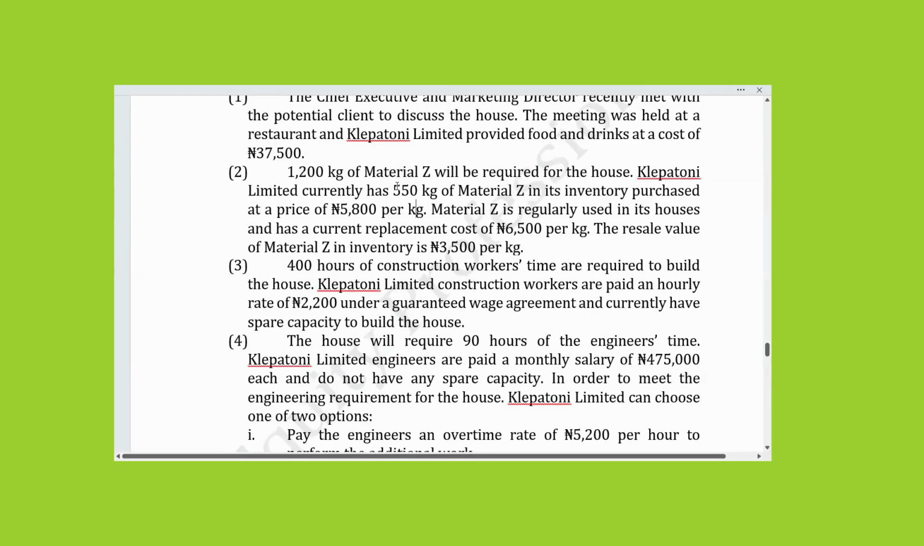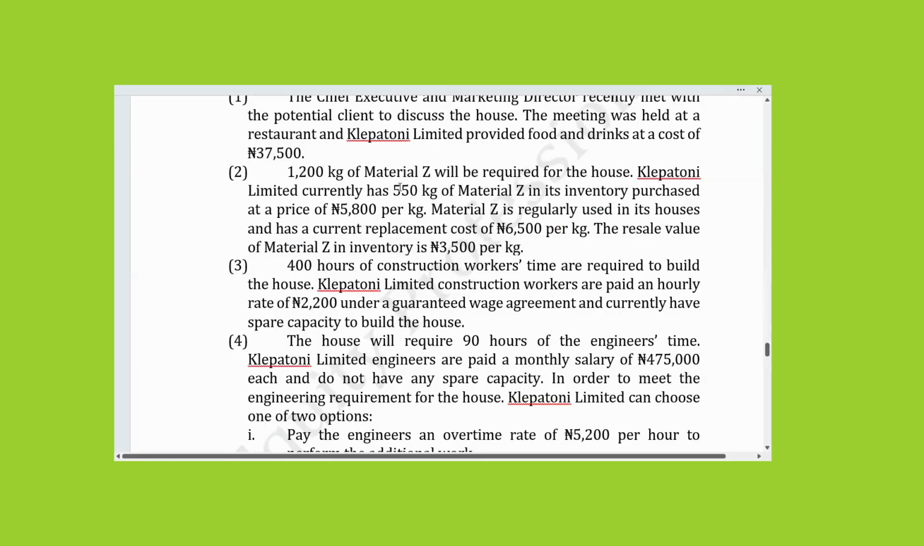So this one that the company has in store, which is 550 kilogram, will only be relevant if the examiner told you that it will be disposed of. So the one you have in the warehouse, all you need to do is to sell it. That's a scrap value, that is disposal value. But in this particular question, the examiner told us that the resale value of material Z in inventory is 3,500 naira per kilogram. You are only given resale value. You are not told that material Z will be disposed of.